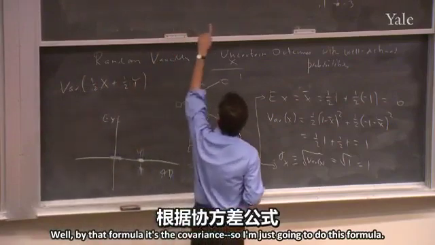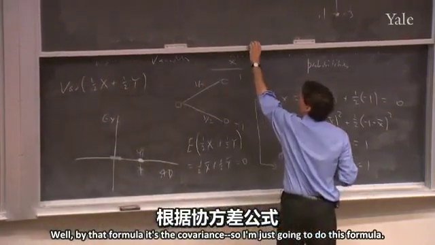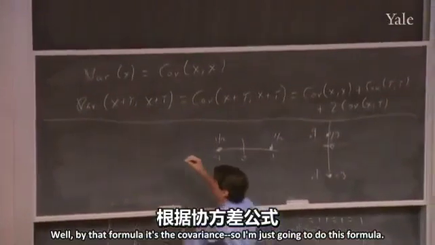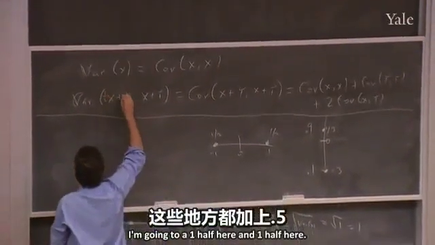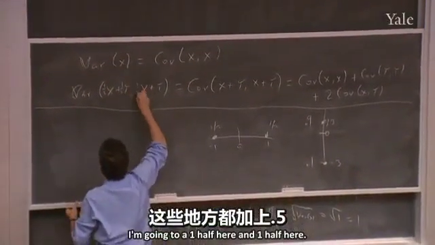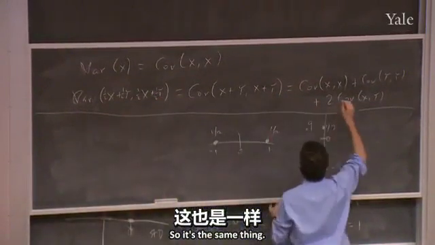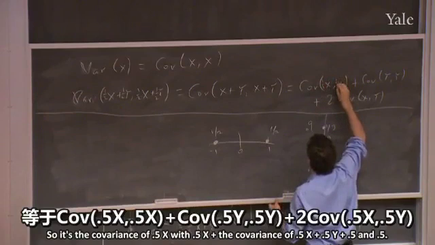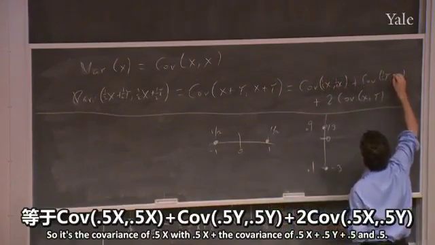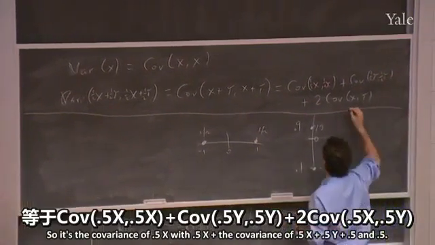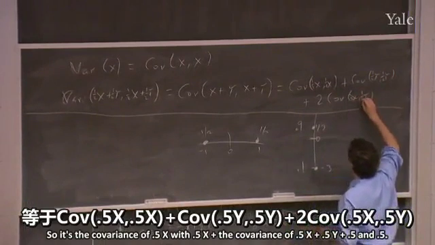Okay, well, by that formula, it's the covariance. So I'm just going to do this formula. I'm going to do a half here and a half here. Okay, so it's the same thing. So it's the covariance of a half x with a half x plus the covariance of a half x with a half y, plus a half and a half.